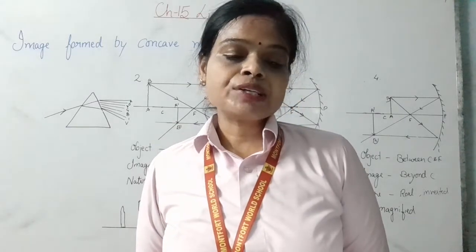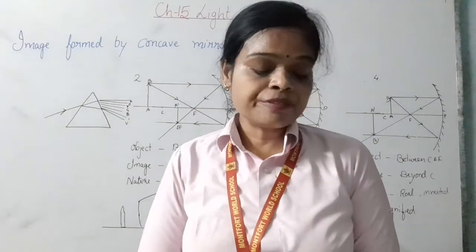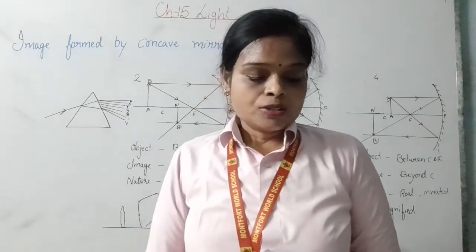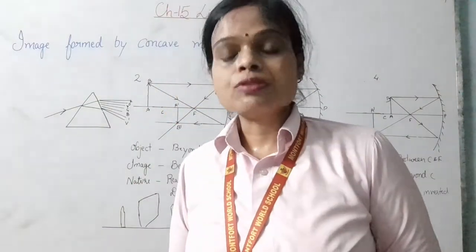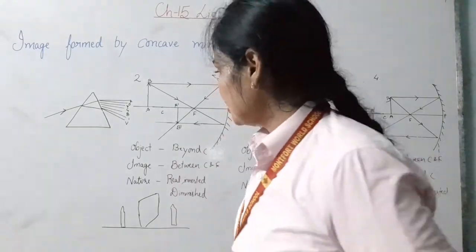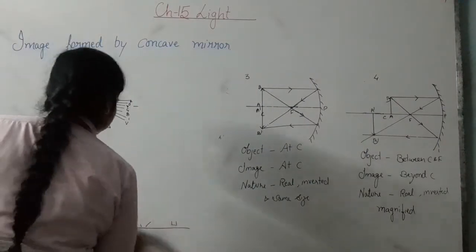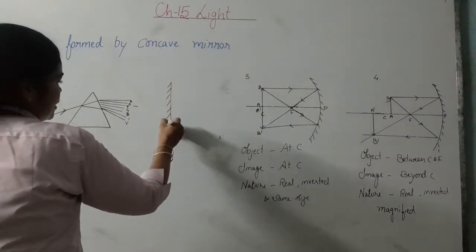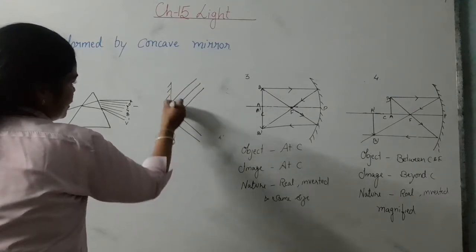How does diffuse reflection differ from regular reflection? Diffuse reflection and regular reflection. So what is regular reflection? When a ray of light falls on a smooth reflecting surface, that is a mirror, it gets reflected along a particular direction. So this is regular reflection. When the ray of light falls on a smooth reflecting surface like a mirror, it gets reflected in a particular direction, which is called regular reflection.